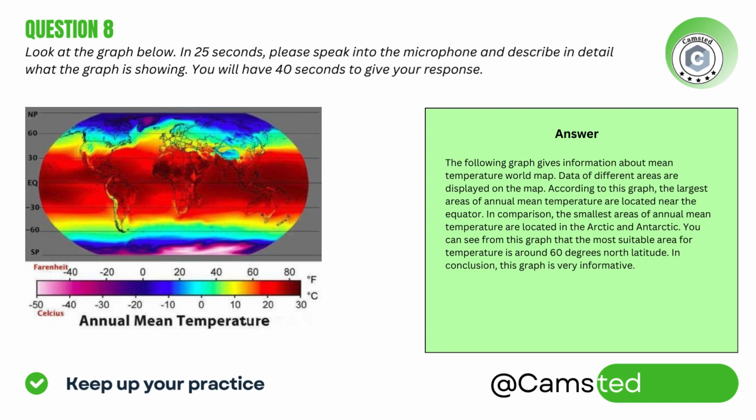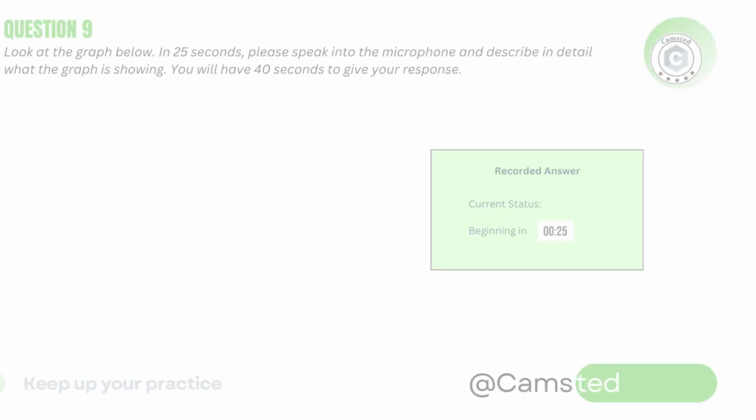In comparison, the smallest areas of annual mean temperature are located in the Arctic and Antarctic. You can see from this graph that the most suitable area for temperature is around 60 degrees north latitude. In conclusion, this graph is very informative.